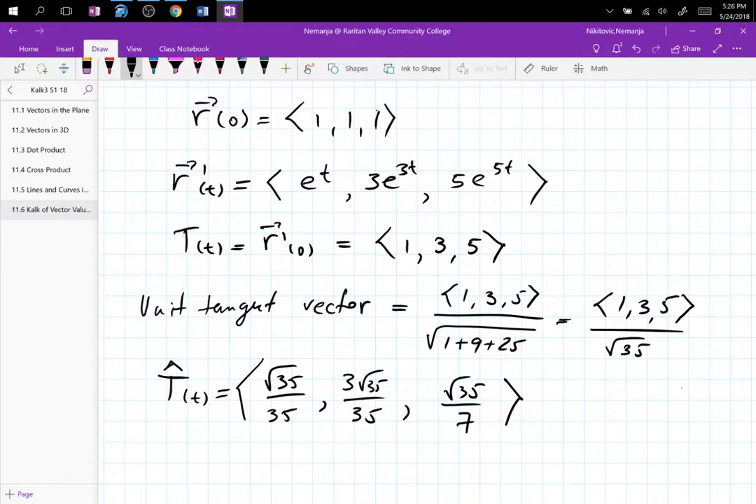You rationalize by multiplying by square root of 35 divided by square root of 35, so the top is root 35. And that should all add to 1, which is the magnitude of it. If you square each one of these, add them, and take the square root, they should add to 1 because it's a unit tangent vector. It's a unit vector. And that's the lecture, guys.